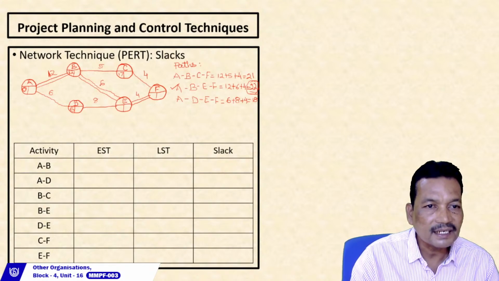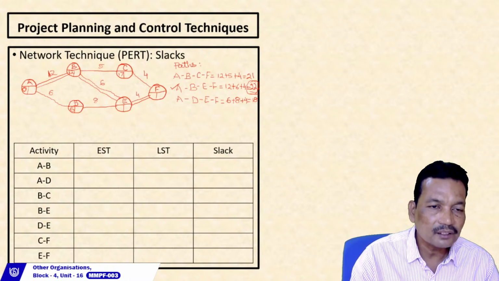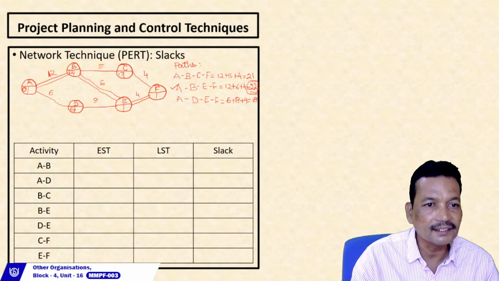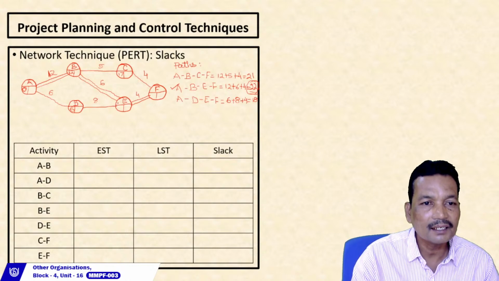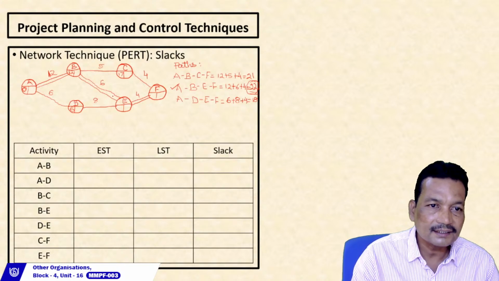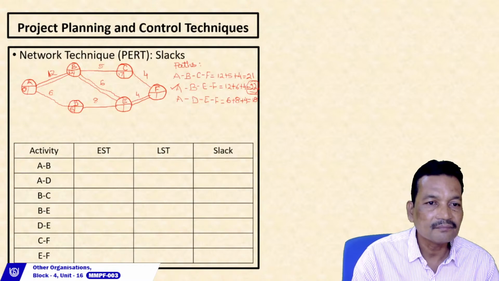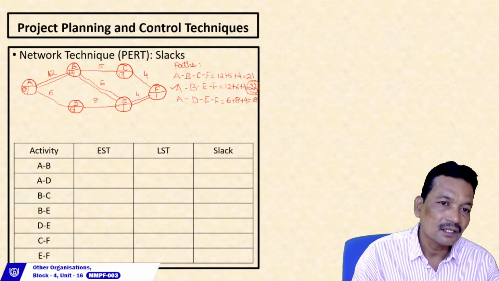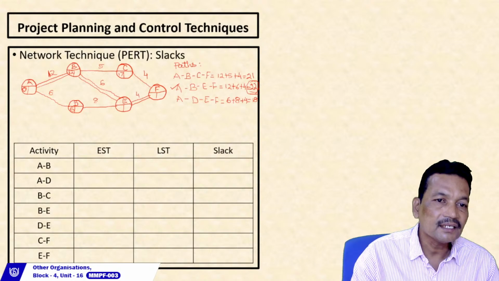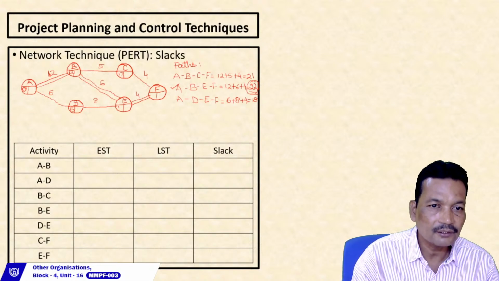Now look at E. If we come from side B, it is 12 plus 6, that is 18. If we come from the D side, because both of them are meeting here at E, from B as well as D. So on this side it is 18, that means from side B. From side D, it is taking 14. So what to put here in case of E? So we take the highest value.